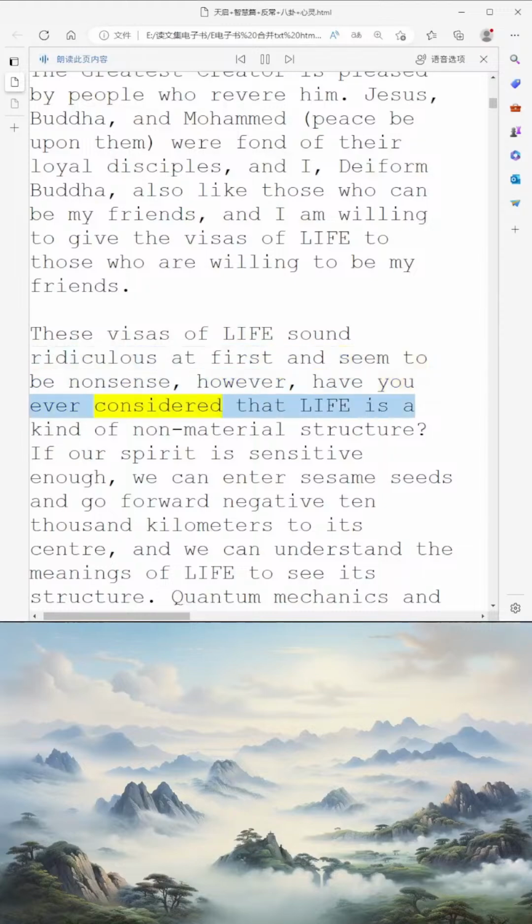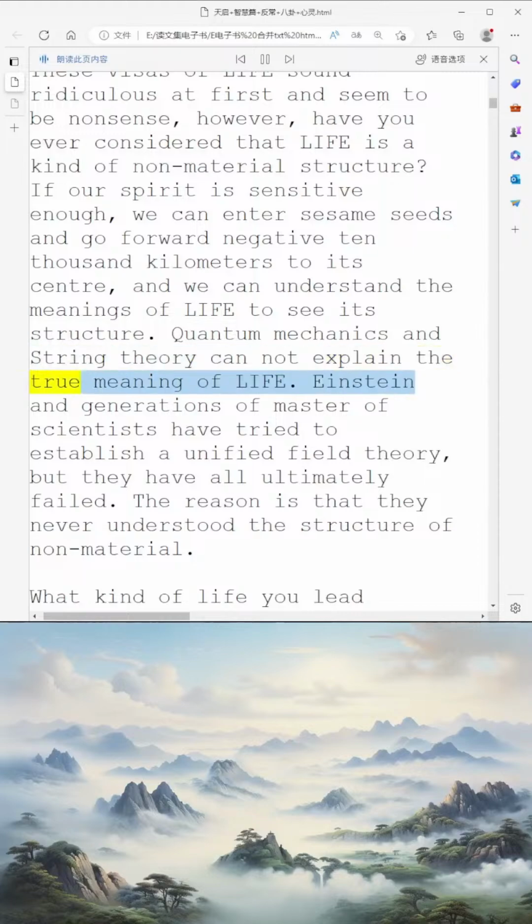However, have you ever considered that life is a kind of non-material structure? If our spirit is sensitive enough, we can enter sesame seeds and go forward negative 10,000 kilometers to its center, and we can understand the meanings of life to see its structure. Quantum mechanics and string theory cannot explain the true meaning of life. Einstein and generations of master scientists have tried to establish a unified field theory, but they have all ultimately failed. The reason is that they never understood the structure of non-material.